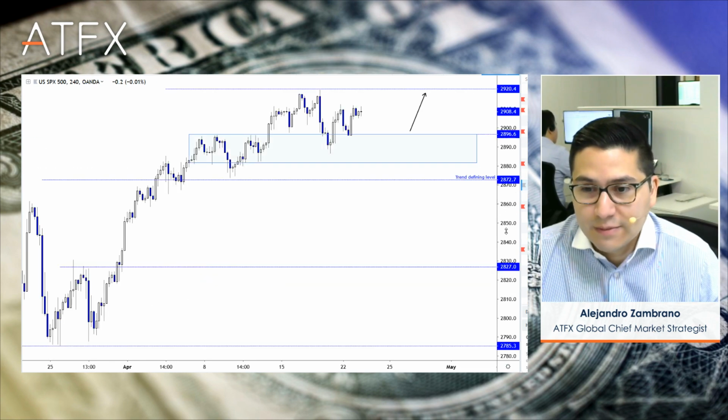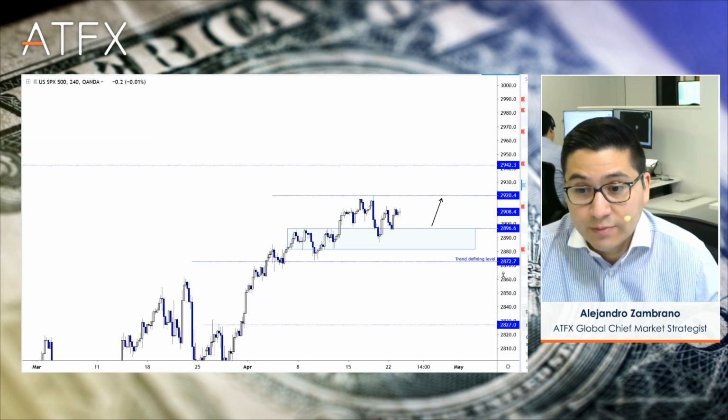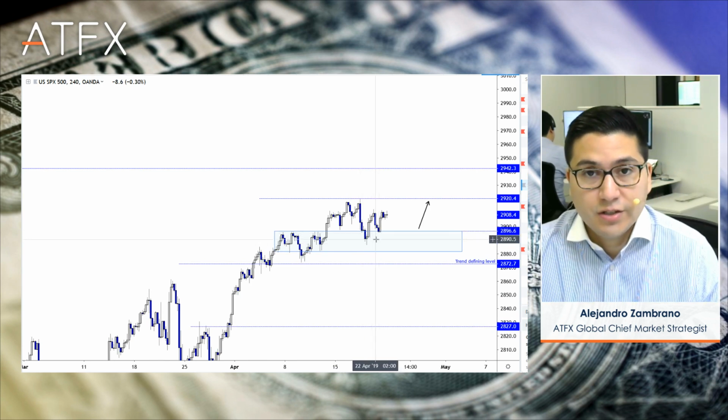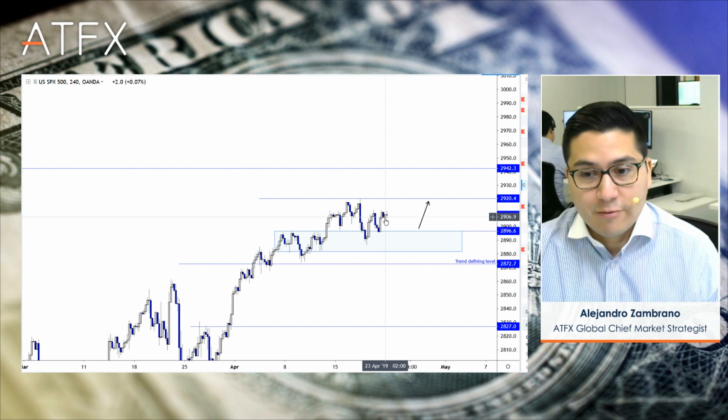As for the S&P 500, the trend remains bullish. We talked about buying at these levels, and so far it's looking good. Anyone that bought at these dips is on a little bit of profit now.